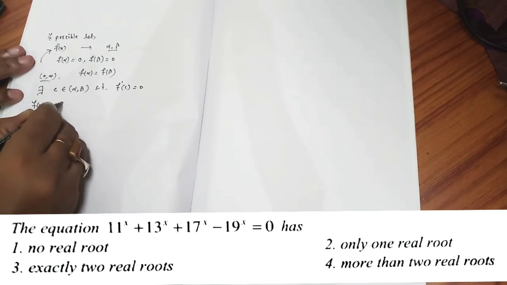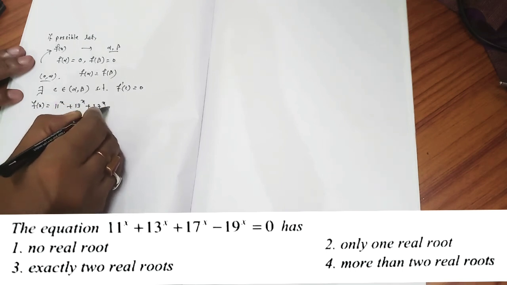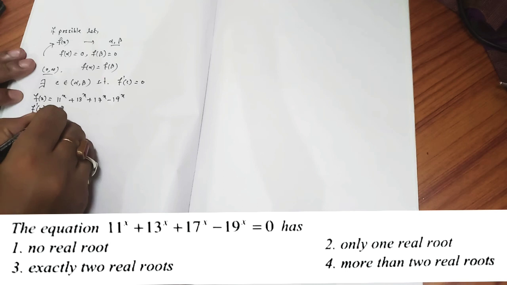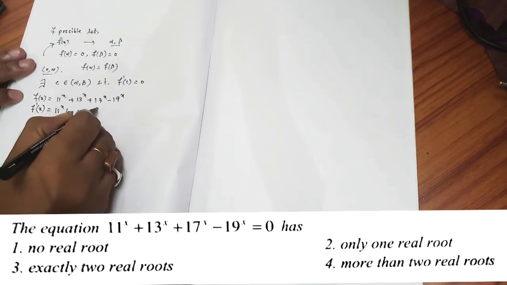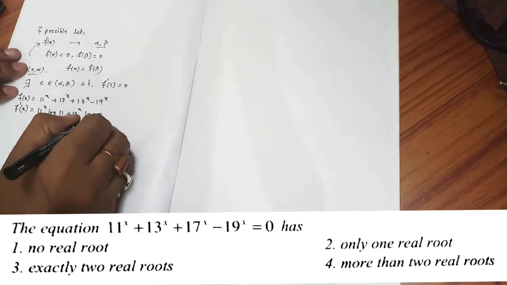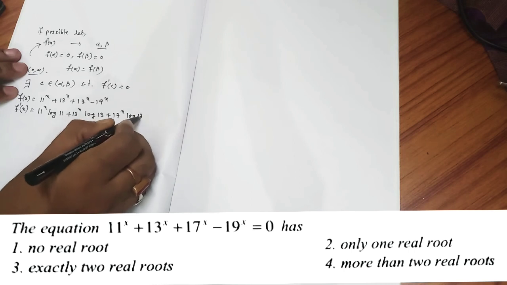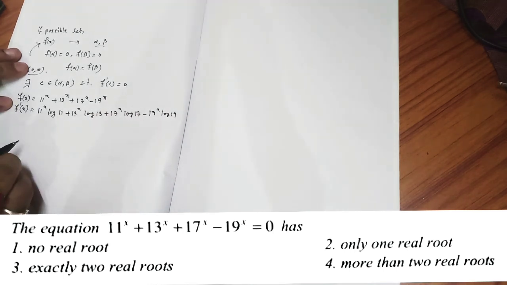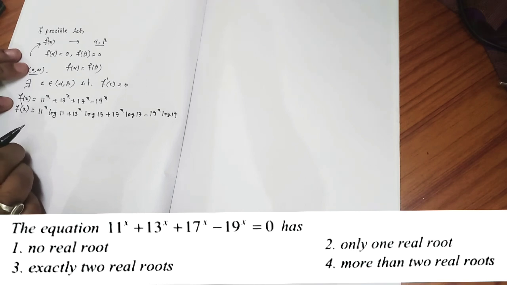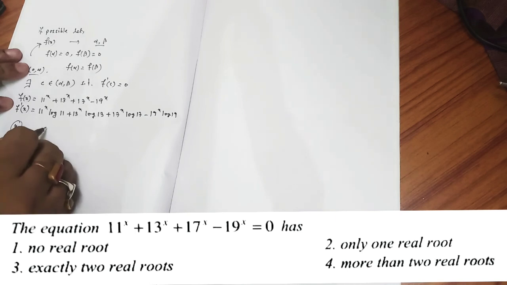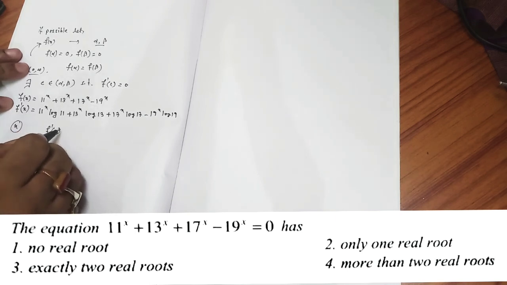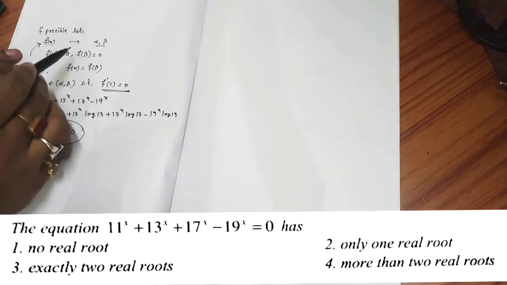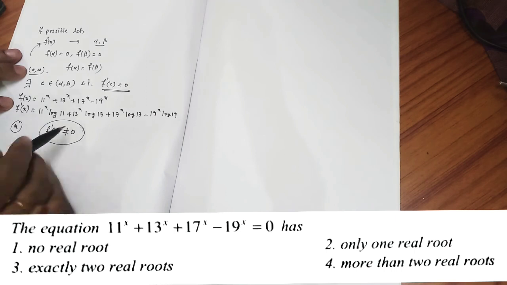Your f(x) is 11 to the power x plus 13 to the power x plus 17 to the power x minus 19 to the power x. Now simply perform the derivative and you have this kind of thing, with log 17 minus 19 to the power x log 19. It is immediately clear that for any value of x, f'(x) is never going to be equal to 0. But all these conditions lead to f'(c) equal to 0. So it is a contradiction.